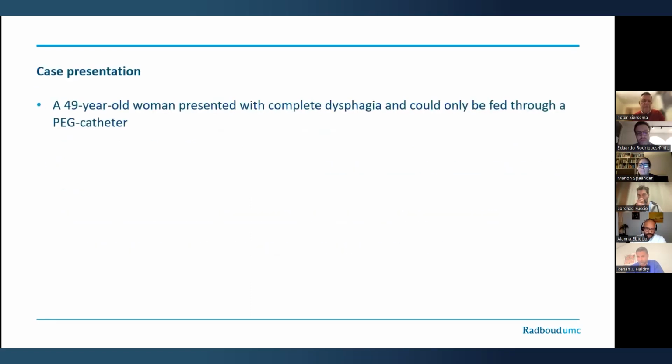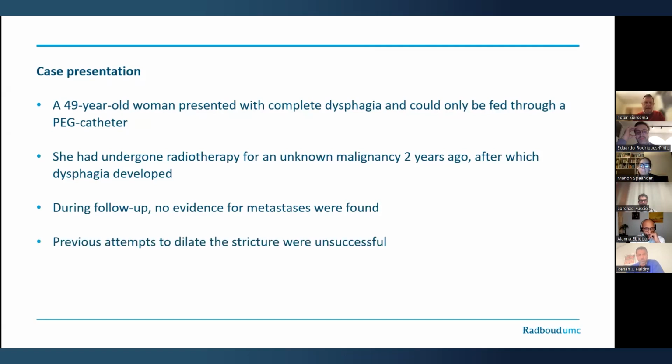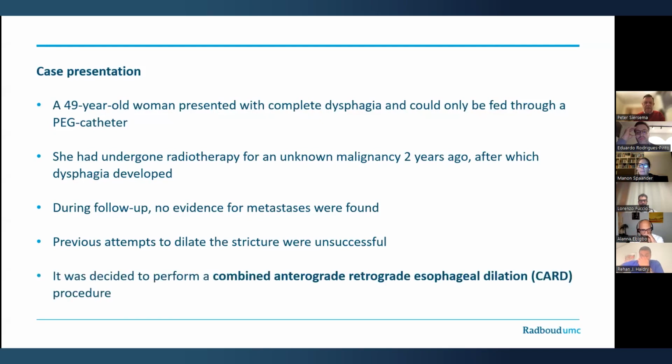And that is a 49-year-old woman who presented with complete dysphagia and could only be fed through a PEG catheter. She had undergone radiotherapy for an unknown malignancy 2 years ago, after which dysphagia developed. During follow-up, no evidence of metastasis was found, and previous attempts to dilate the stricture were unsuccessful. So it was decided to perform a combined anterograde-retrograde esophageal dilation procedure, and that will be shown in the next video.